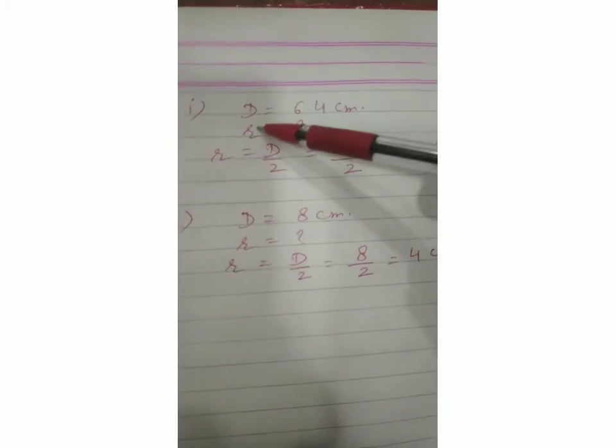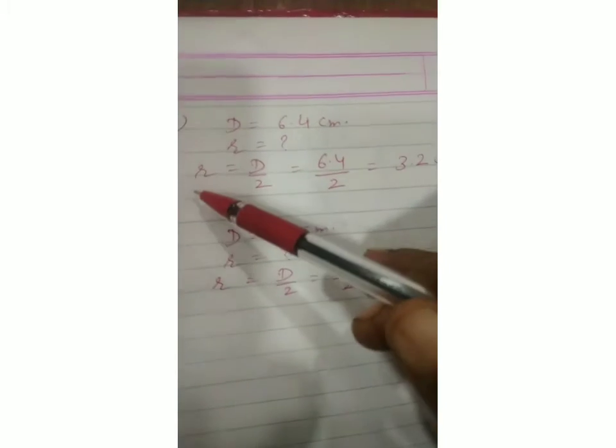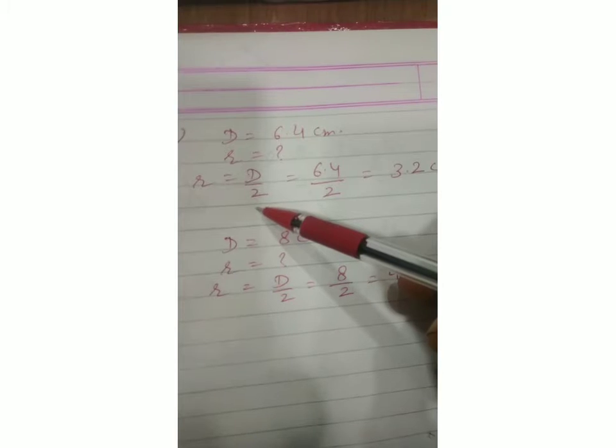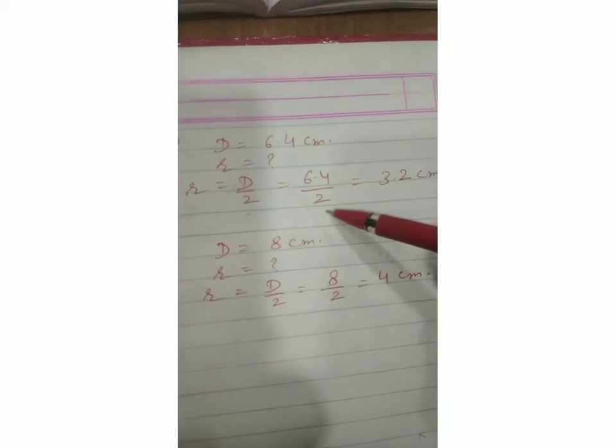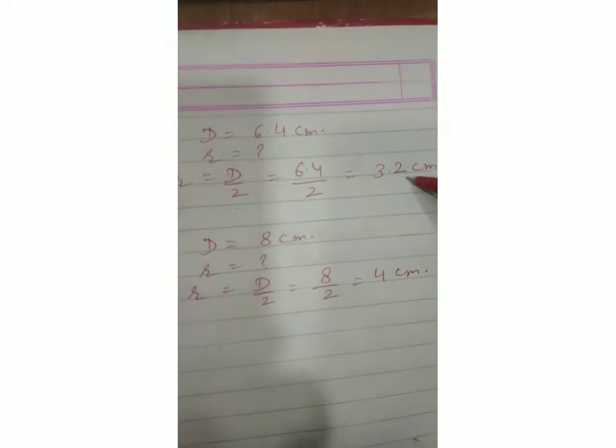So here we can see the diameter is 6.4 centimeter and radius we have to find out. So radius will be half of the diameter. So we will divide 6.4 by 2. 2 threes are 6, 2 twos are 4. We will get 3.2 centimeters.